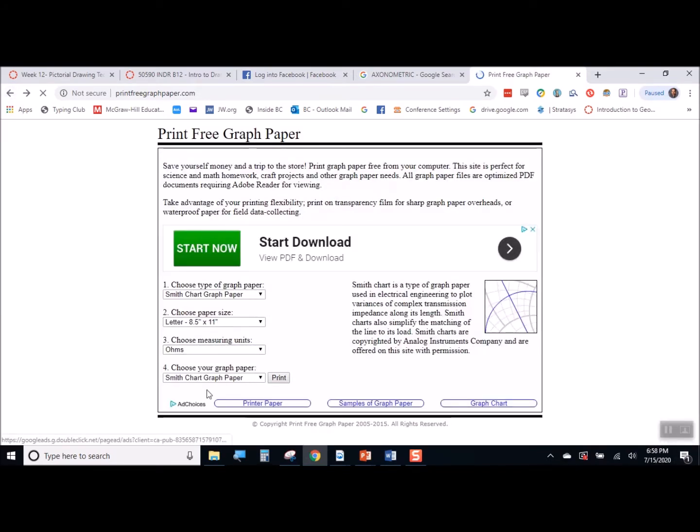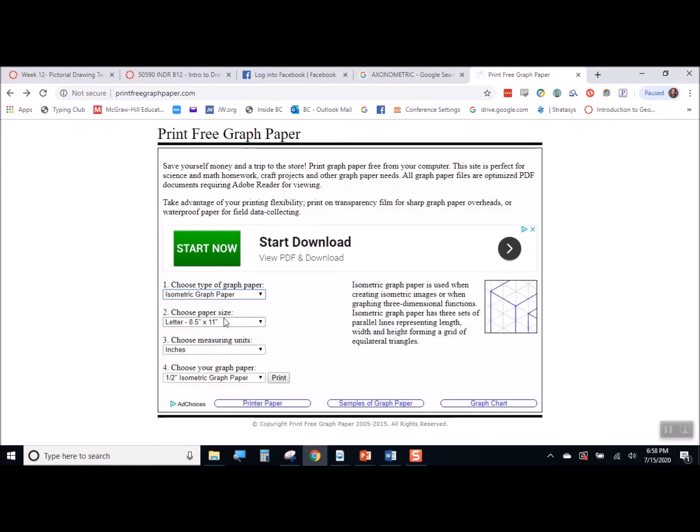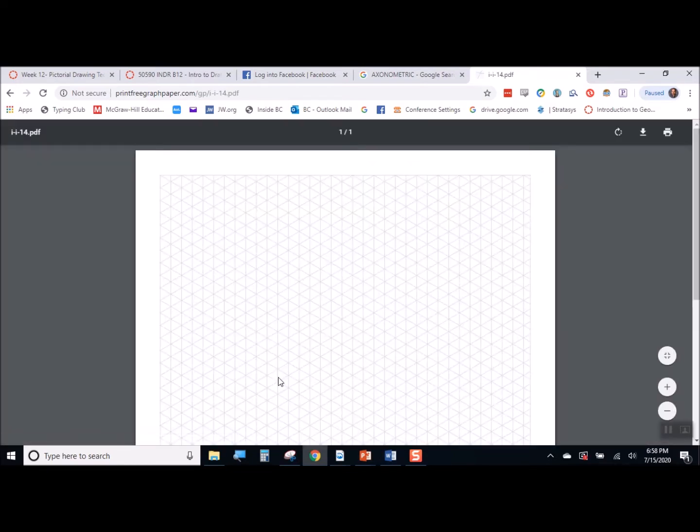So, lots of different graph papers in here in addition to the regular square graph. The one we're probably going to be most using, isometric graph paper, because we're going to draw an isometric projection. So isometric graph paper, 8.5 by 11, drawing in inches. Let's set it to 1/4 inch isometric squares. Let's print. Let's take a look.